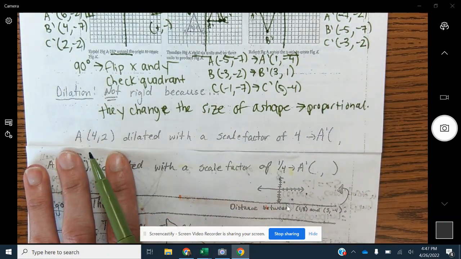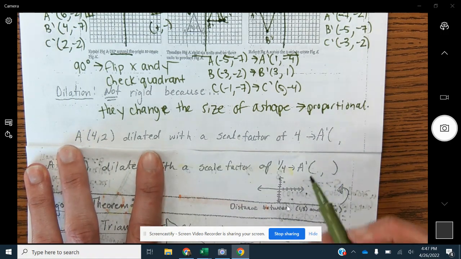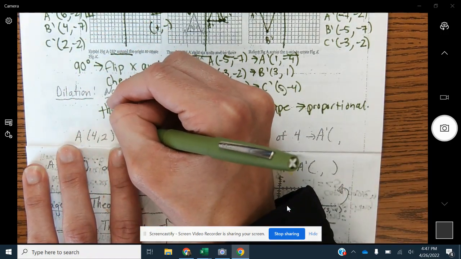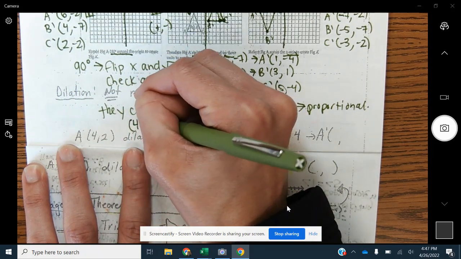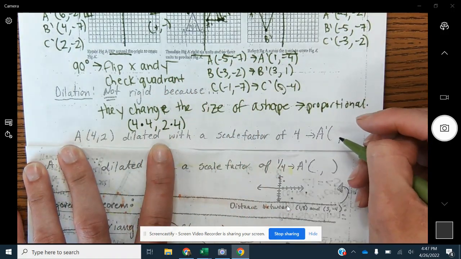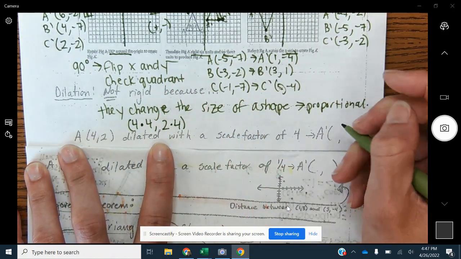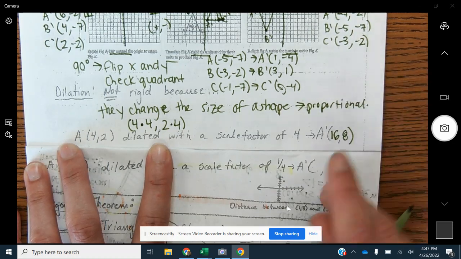So if we have 4, 2, and it is being dilated by a scale factor of 4, all you're going to do is you're going to multiply those coordinates by the scale factor. So we're going to do 4 times 4, and we're also going to do 2 times 4, and that's going to give us our new coordinates of 16 and 8 for A prime.